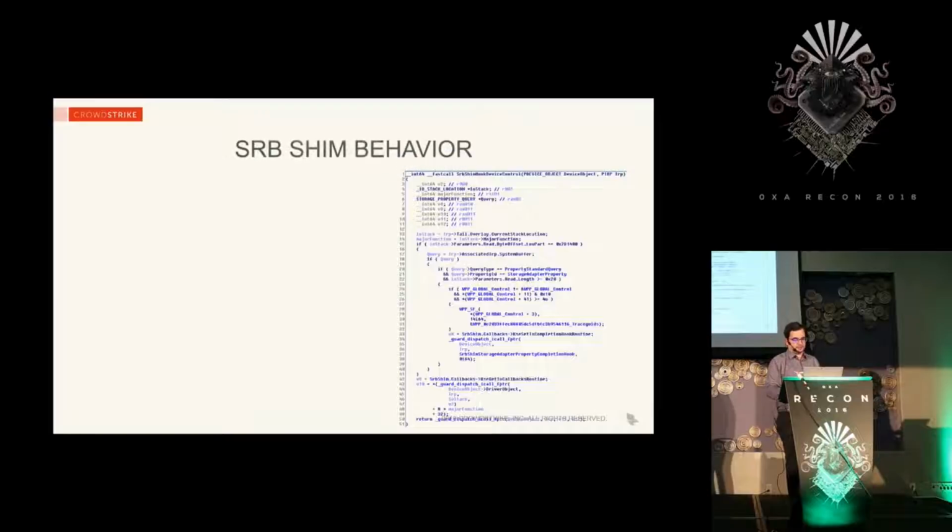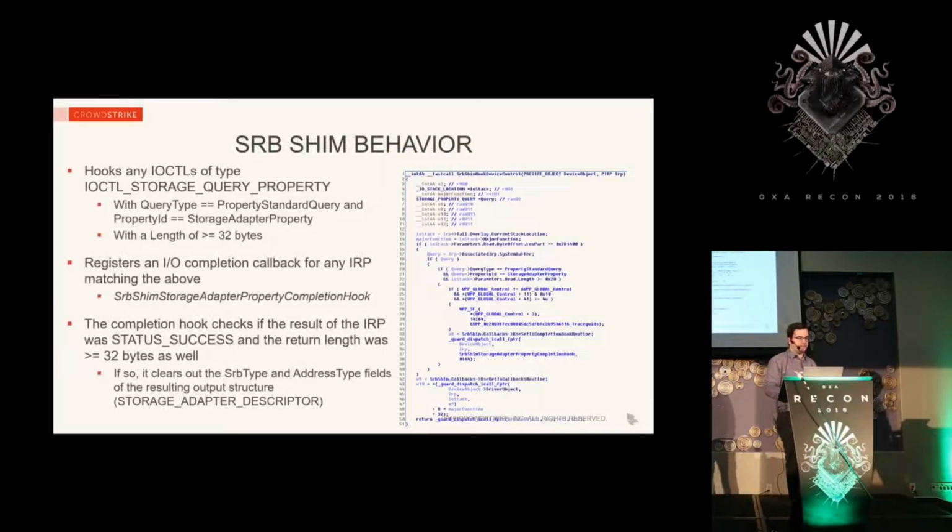So SRB shim, what is it then doing? It's basically for any ioctl that's ioctl storage query property. And if you're querying a standard property and the property ID is storage adapter property and you're expecting 32 bytes or more, then it's going to target this IRP. It's going to say, all right, this IRP is interesting, so I want to register a completion callback or a completion hook. So when the IRP completes, then I want to be notified.